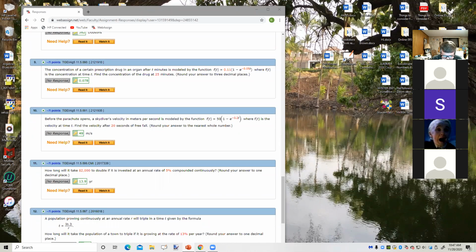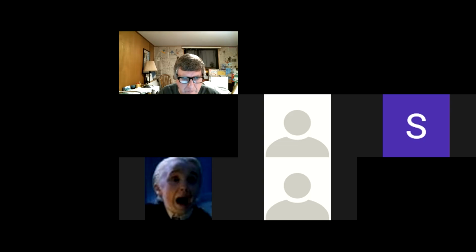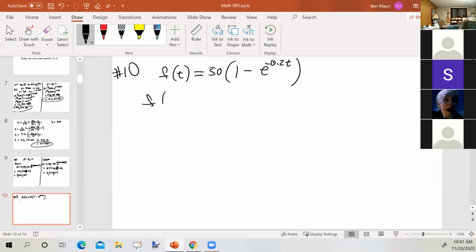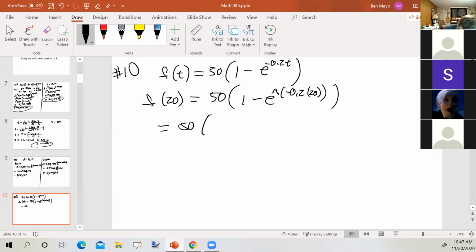We need to find f of 20, basically. So f of 20 would be 50 times the quantity 1 minus e raised to the power negative 0.2 times 20. Got lots of grouping symbols there, so I'm going to simplify that a little bit. 50 times 1 minus e to the, if I take negative 0.2 times 20, I get negative 4.